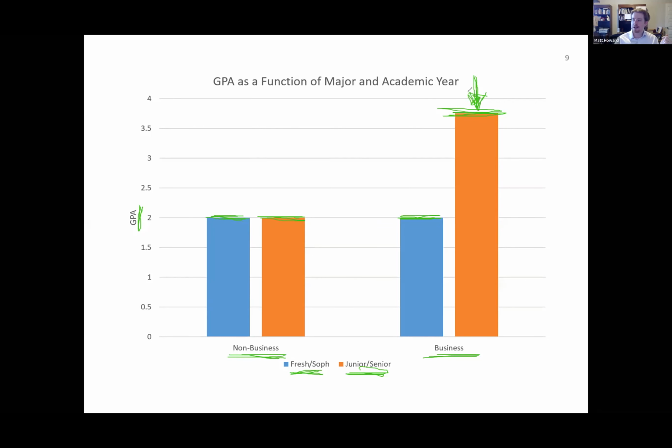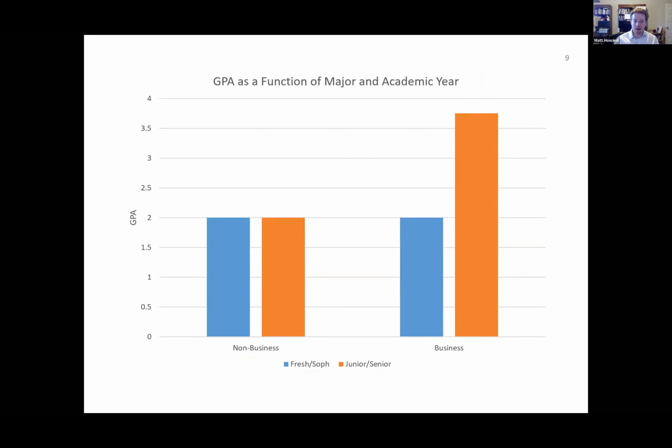So this was an interaction when we talked about it with ANOVA, because it was not necessarily the effect of major, and it wasn't necessarily the effect of academic year that predicted your GPA. Instead, it was the special combination of academic major and academic year that determined your GPA. It was only whether you're in this one group or not that drove the effect.